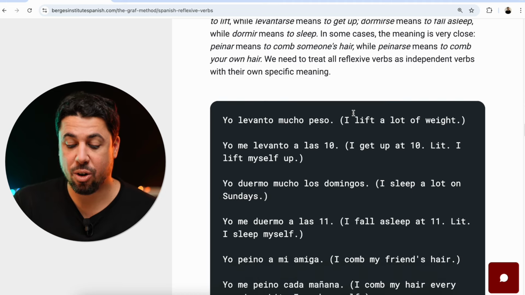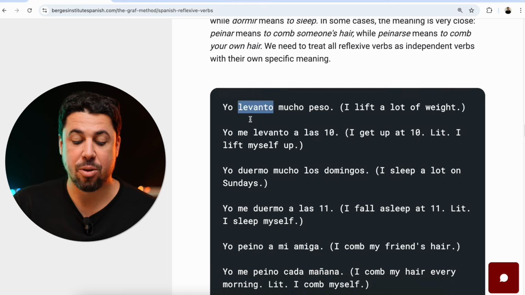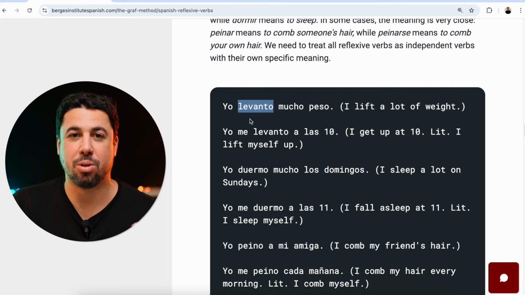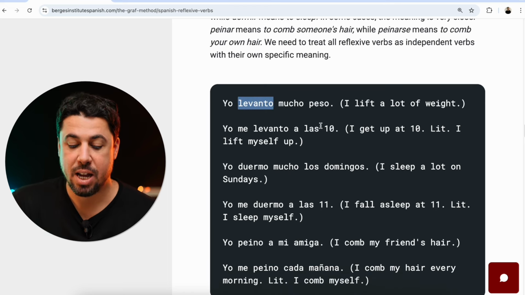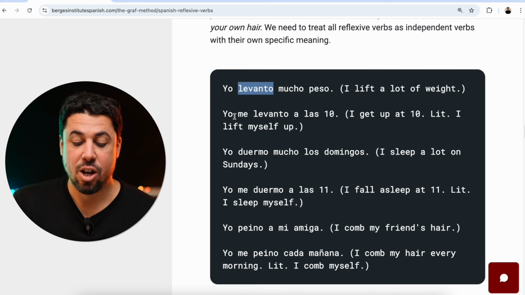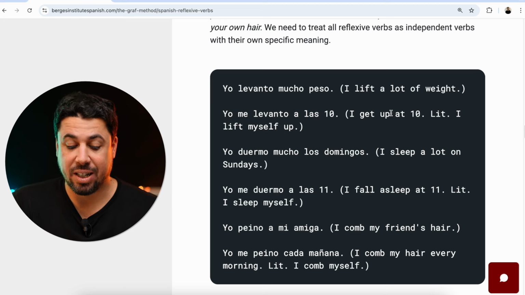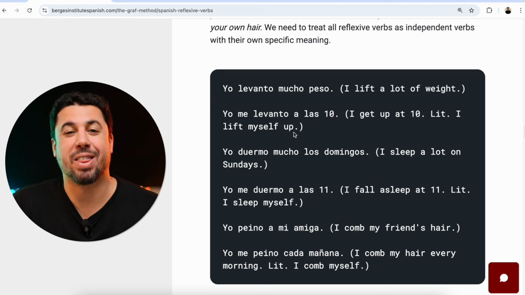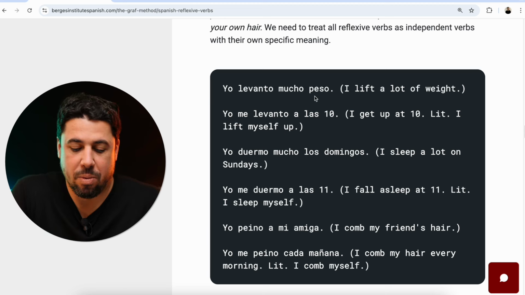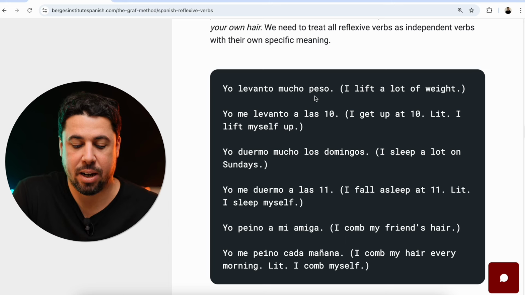So, I lift a lot of weight. Yo levanto mucho peso. We are using levantar, which is a non-reflexive verb. But I get up at 7. Yo me levanto a las 7. Literally, we are phrasing it, I lift myself up, but that's not what we mean. It really means I get up at 7.